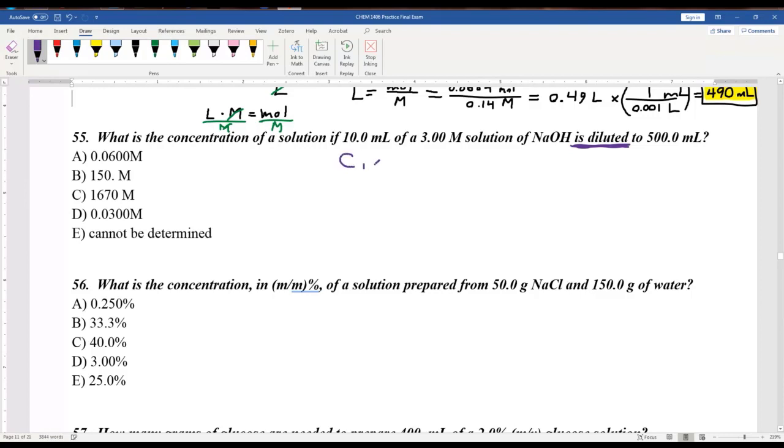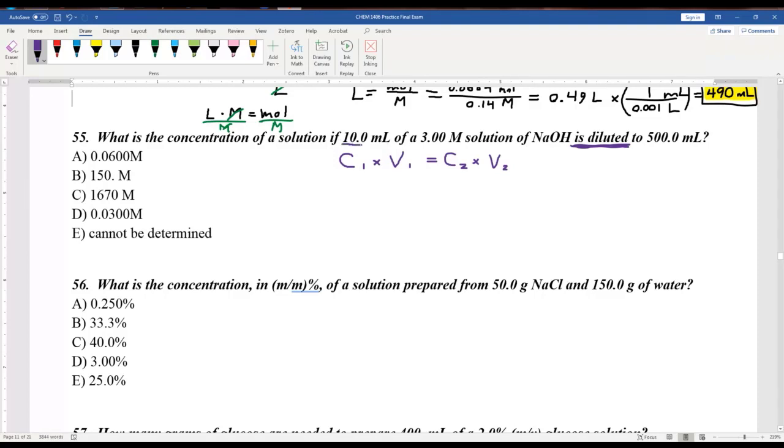C1 times V1 is equal to C2 times V2. So concentration 1 times volume 1 is equal to concentration 2 times volume 2. And so 1 usually refers to the concentrated solution, and 2 usually refers to the diluted solution. But it doesn't have to. I mean, 1 could be the diluted and 2 could be the concentrated, just as long as you're consistent.